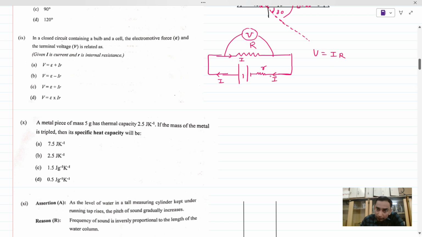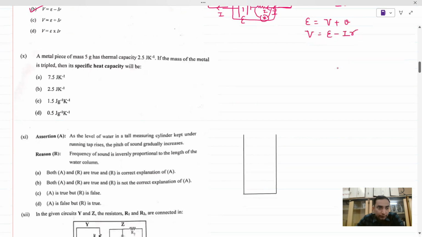Now, the same current flows from here. Please understand that this is a part of the battery. So here I times small r will be small v, and this is voltage drop. So small v is equal to capital I times small r. Now the sum of these two voltages is nothing but the EMF. So EMF is equal to terminal voltage V plus small v. They are asking us terminal voltage, that is E minus I times small r. And where is that? Here. That is our answer, option number B.